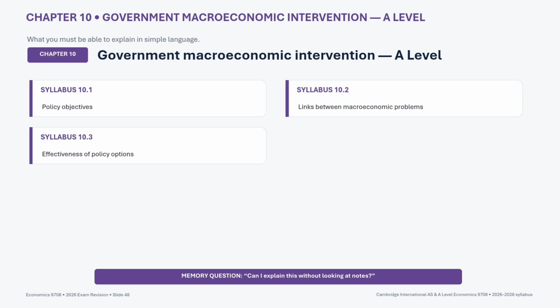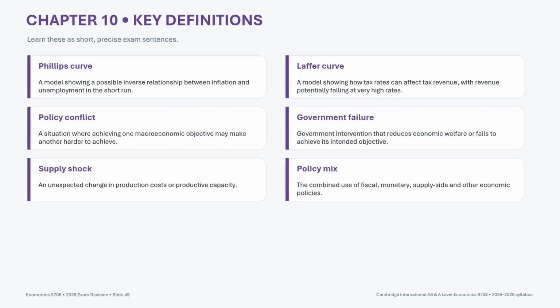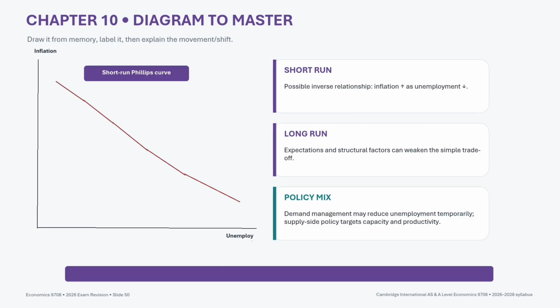Chapter 10 is about government macroeconomic intervention, and it is for A level. It covers policy objectives, links between macroeconomic problems, the effectiveness of policy options. Key definitions that you need to know are Phillips curve, Laffer curve, policy conflict, government failure, supply shock, policy mix. The main diagram is the short-run Phillips curve, which you need to master.